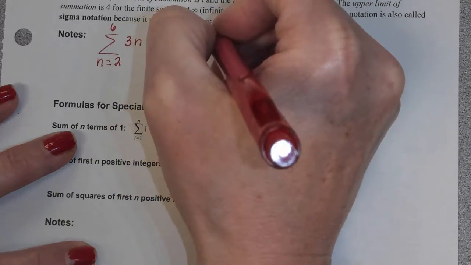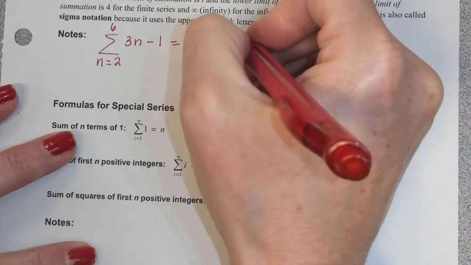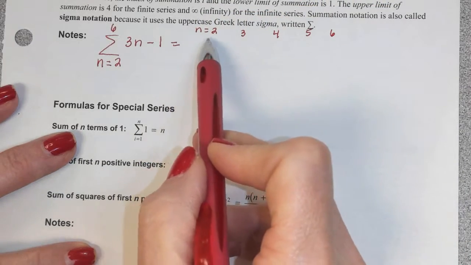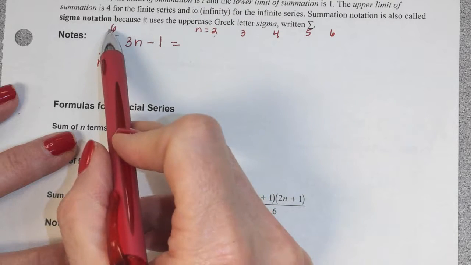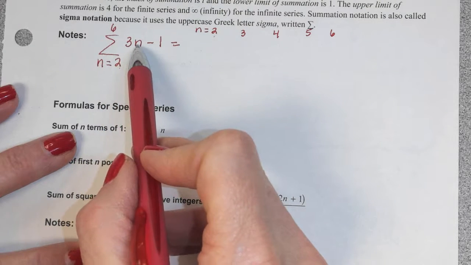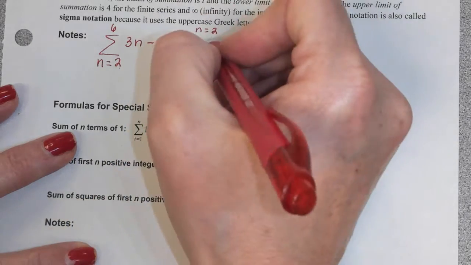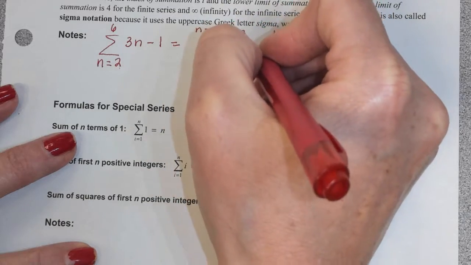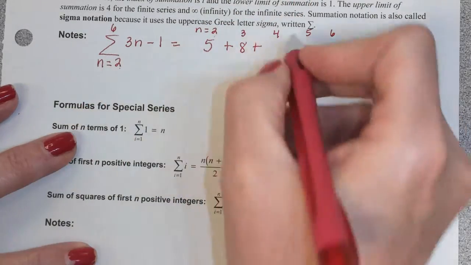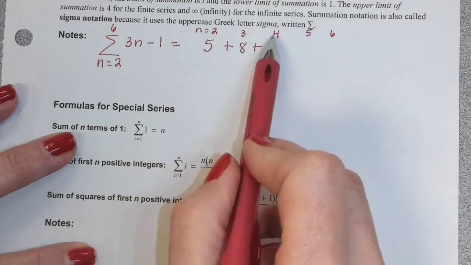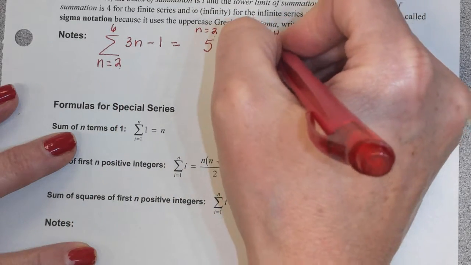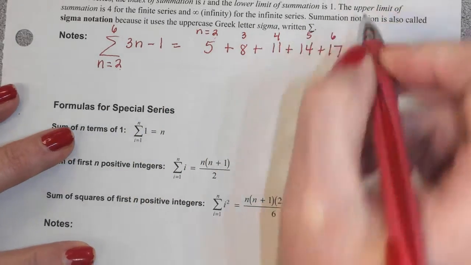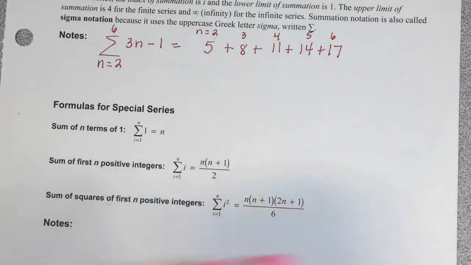I have to use n equals 2, 3, 4, 5, and 6. Those are the n values I have to use because I'm starting at 2, I'm ending at 6. So I plug in 2, 3 times 2 is 6, minus 1 is 5, plus, plug in 3. That's 9 minus 1, that's 8, plus, plug in 4. That's going to be 3 times 4 is 12, minus 1 is 11. And now I can see the pattern. I'm just adding 3 every time. Okay, so that would be how I do that problem.